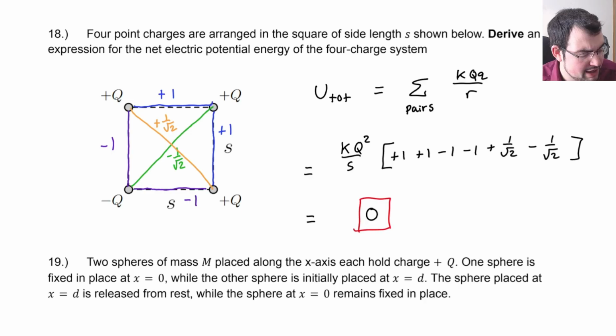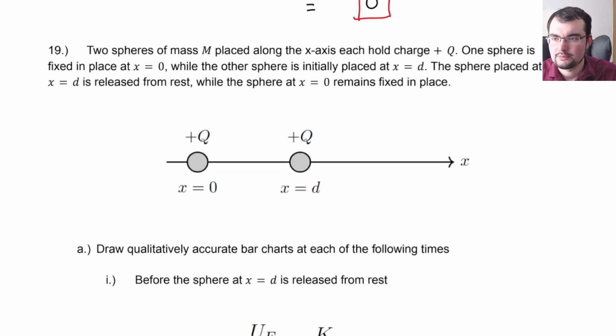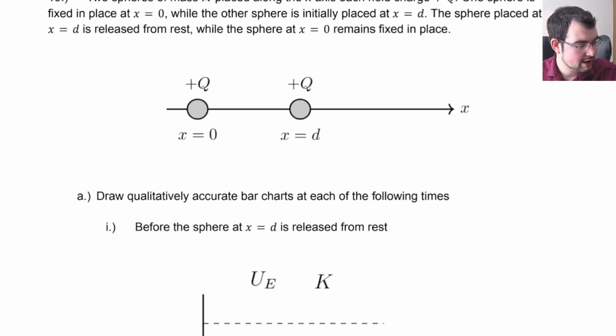I considered making it all plus q's. If it was all plus q's, we would get 4 plus √2 as our coefficient. But I thought it was more of a learning experience to show this sort of cancellation. All right, now on to conservation.